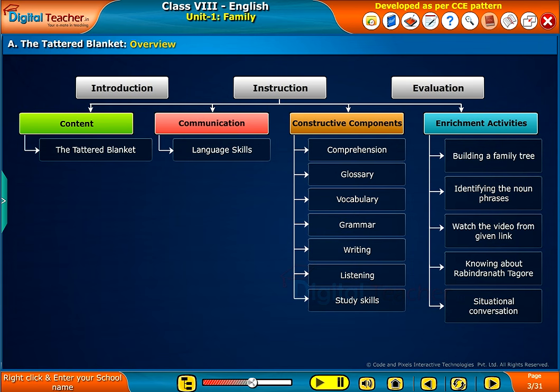The lesson is covered under content. All the activities pertaining to the four skills of language and their assessment are covered under the sections communication and the constructive components. The enrichment activities are meant to widen the scope of the student's thinking and learning, thereby making him or her a global citizen. The extent of understanding of the module can be assessed by the student under the evaluation section.